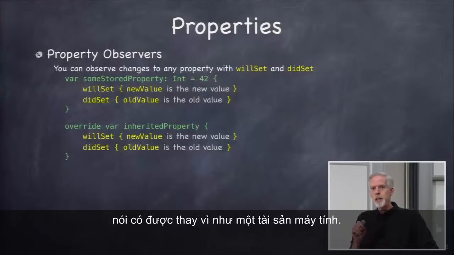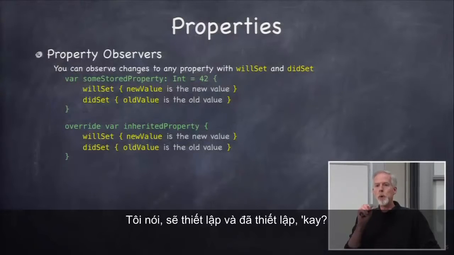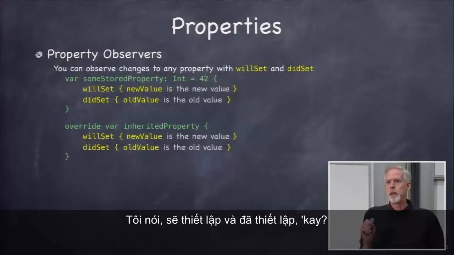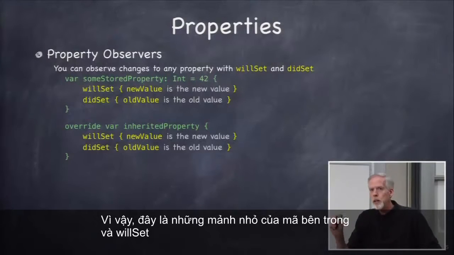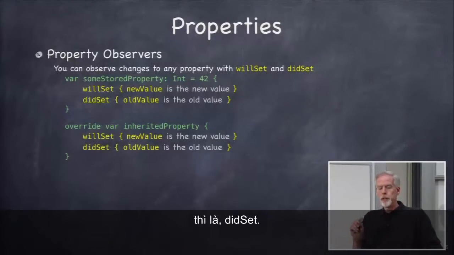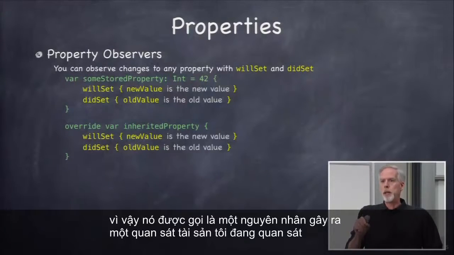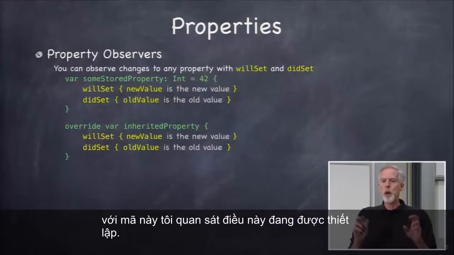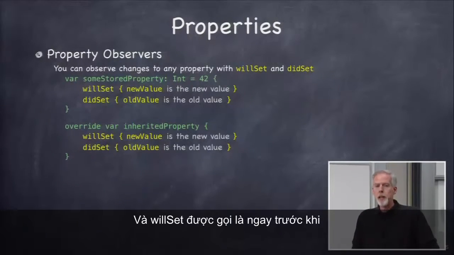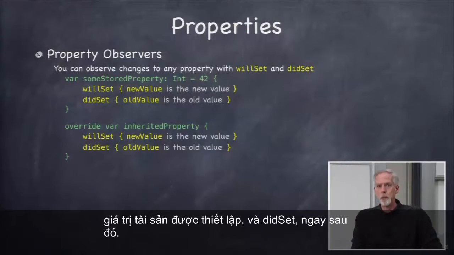Brace, instead of saying get and set like a computed property, I say willSet and didSet. Okay? So these are little pieces of code inside the willSet and didSet. They get called when that property gets set by anybody. So it's called a property observer because I'm observing, with this code, that this thing is being set. And the willSet is called right before the property's value gets set, and the didSet right after.